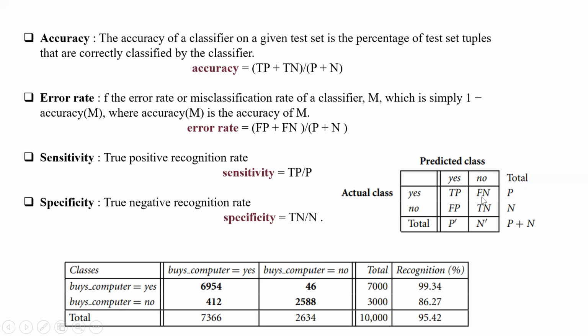In this diagonal we are seeing FP and FN, which are the false conditions. Accuracy is TP plus TN divided by all the conditions. P plus N means TP plus FN plus FP plus TN.